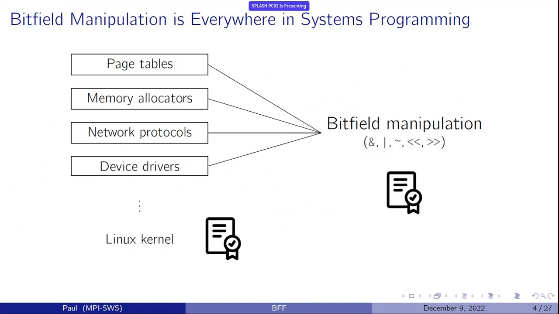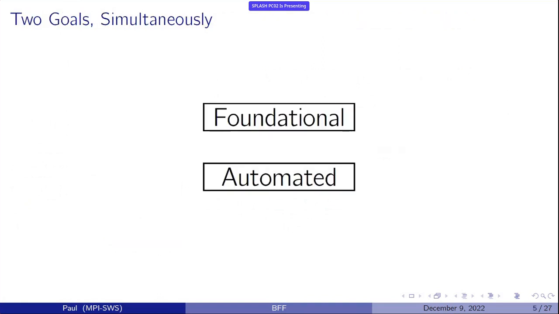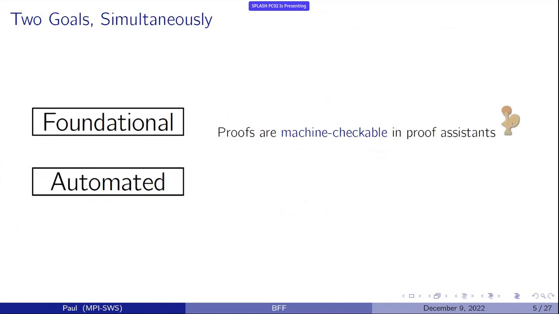More specifically, we want to achieve 2 goals for our verification simultaneously. Namely, we want to achieve a kind of foundational and automated verification. First of all, foundational means that the proofs for the correctness of the programs are constructed in a way such that they are machine checkable in general purpose proof assistants such as Coq. We find this is particularly important for system software because safety is very critical, and this kind of approach so far gives us the strongest guarantees on the verified programs.